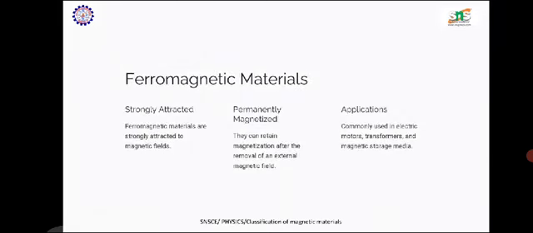The next one is ferromagnetic material. Ferromagnetic materials are strongly attracted to magnetic fields, and they are permanently magnetized. They can retain magnetization after the removal of an external magnetic field. They are commonly used in electric motors, transformers, and magnetic storage media.